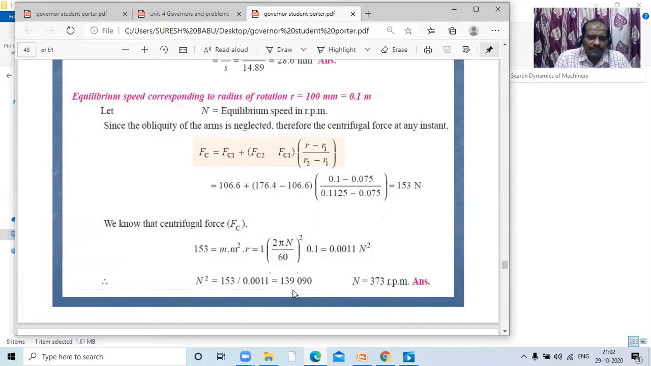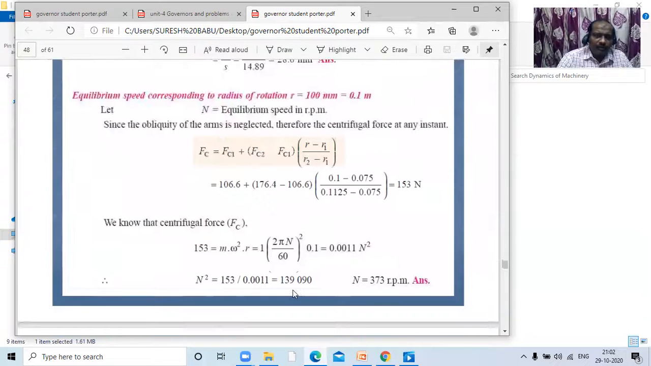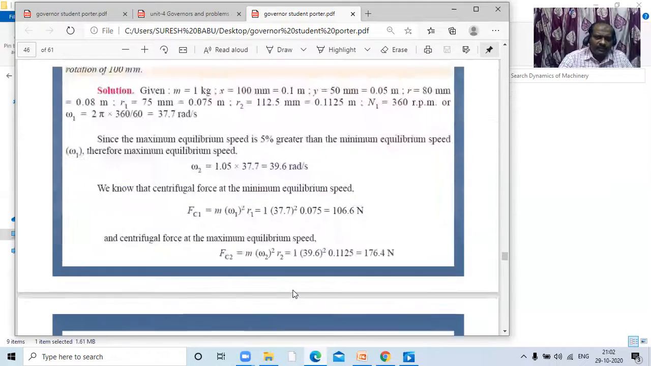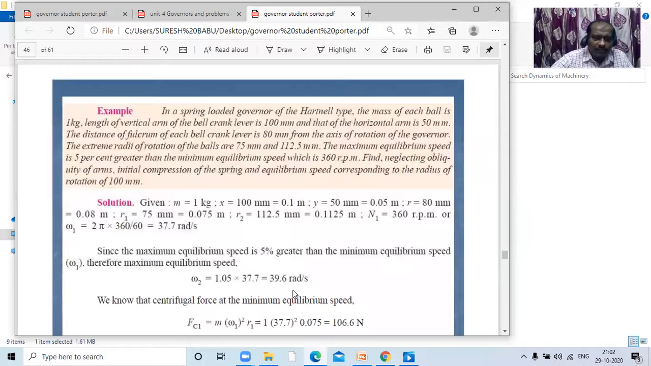So by this you have completed the second part aim of the problem, that is finding the centrifugal force and finding the rpm. We will once again check what is the aim of the problem that is given. It is understood that neglecting the obliquity of arms, initial compression of the spring we have to calculate, that is small s. Equilibrium speed corresponding to the arms of the rotation, that is 100 mm. But equilibrium speed is nothing but n we have to calculate it.